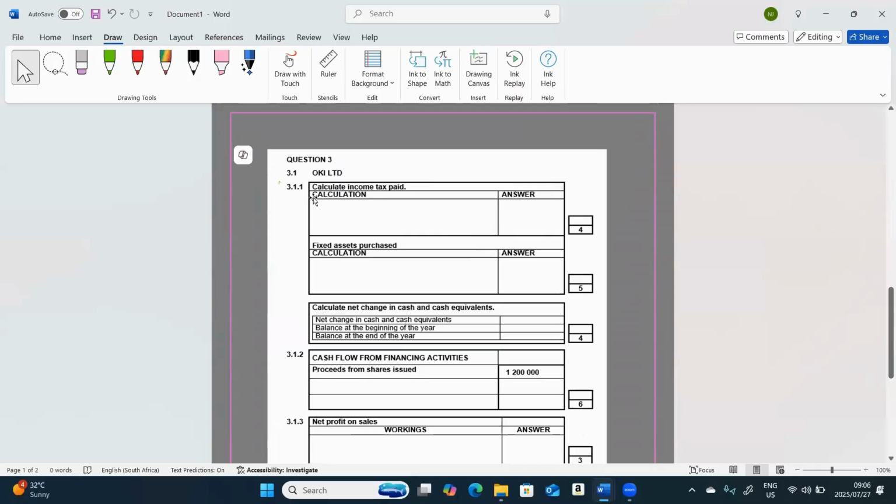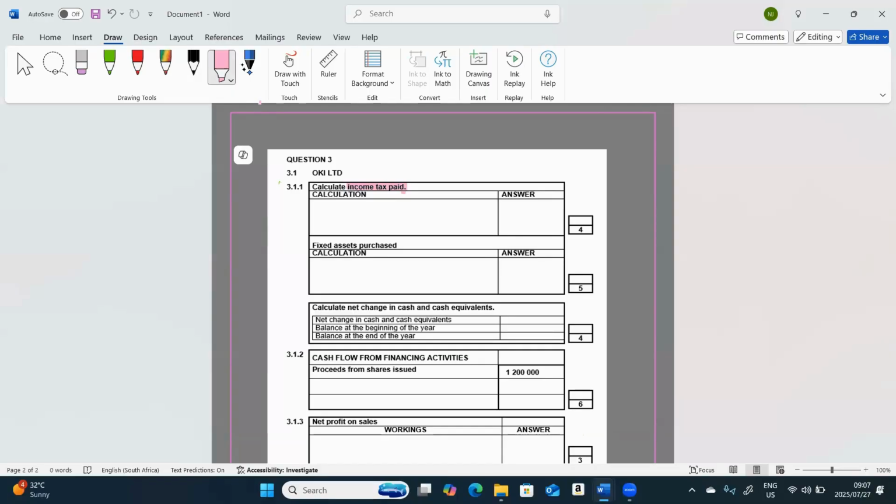Now at 3.1.1, they want us to calculate the income tax paid. Okay, income tax paid. Now, please, guys, there are more than one option. You can use the format as per the book, or you can just write down amounts with the correct signs in front of them, either in brackets, positive or negative amounts, and you can get your answer. But I'm going to explain this from the approach that some of you struggle with accounting.